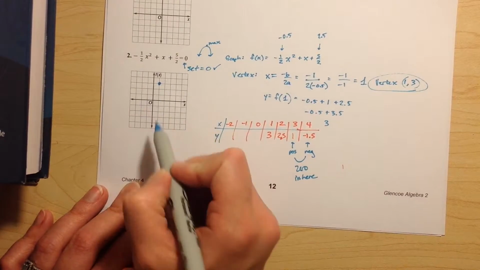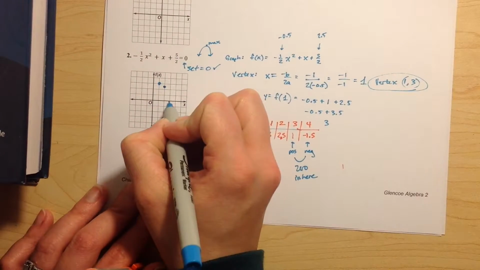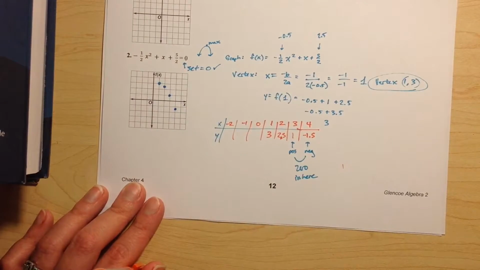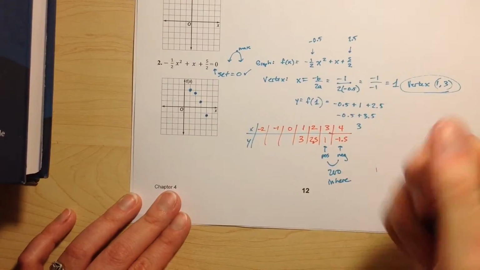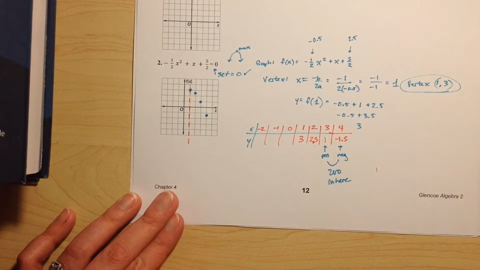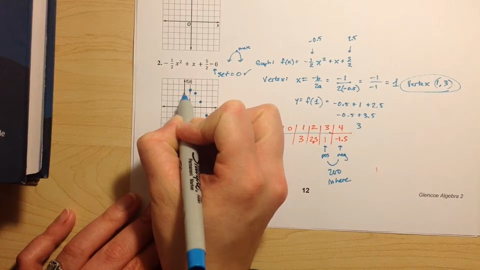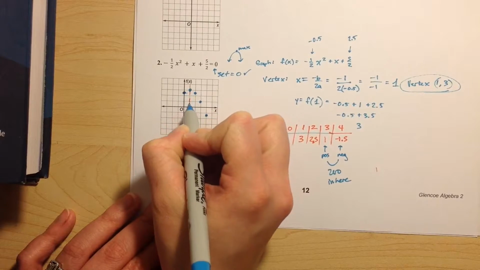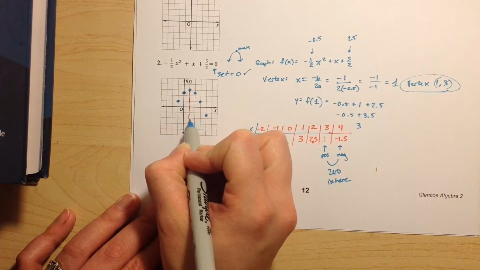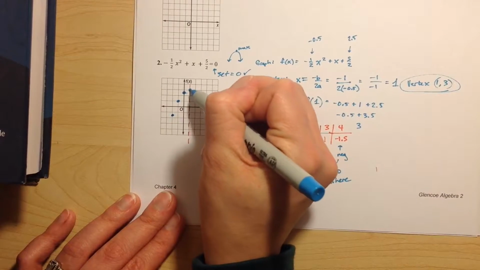I have 1, 3. I have 2, 2.5 in between there. 3, 1, 4, negative 1.5. And now I need to be symmetric over my axis of symmetry coming out of the vertex there. So I have, again, 1 block to the right. I'm going to go 1 block to the left, same height. 2 blocks to the right. I'm going to go 2 blocks to the left. 3 blocks right. I'm going to go 3 blocks left. And there's my parabola.